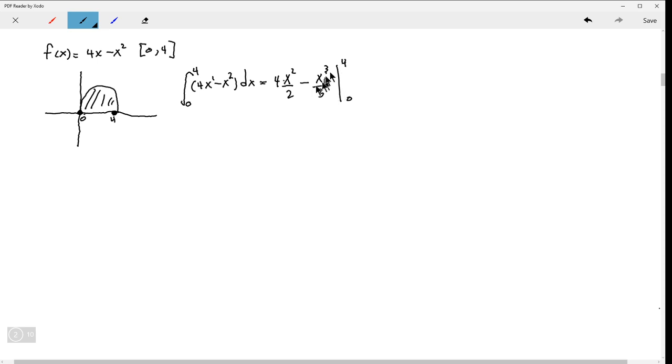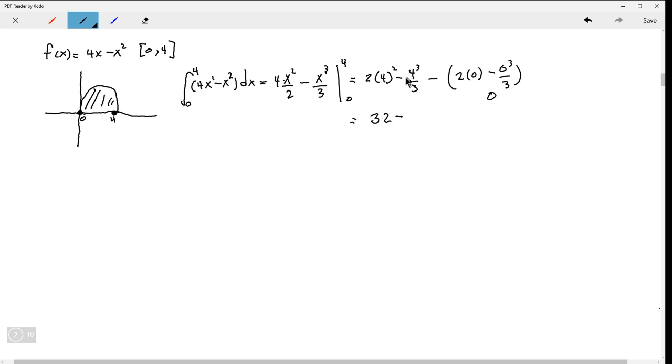So I'm going to clean this up as I go. 4x squared over 2. So 4 over 2 is 2. So that's going to be 2 times 4 squared minus 4 to the third over 3, minus, now we do the bottom. Put 0 in here. So that's going to be 2 times 0 minus 0 to the third over 3. So this whole thing is 0. Over here, 4 squared is 16, and 16 times 2 is 32.